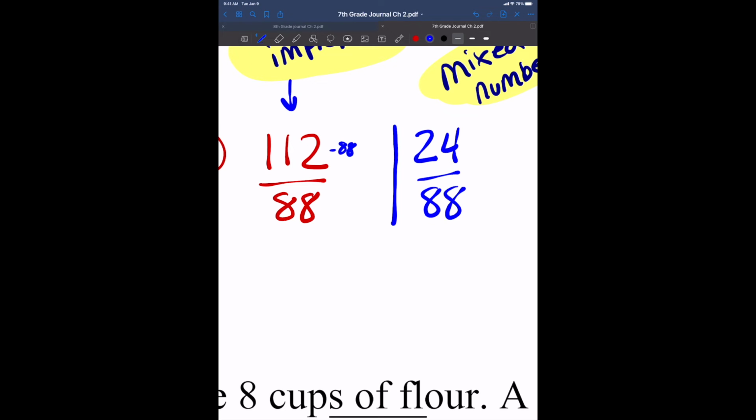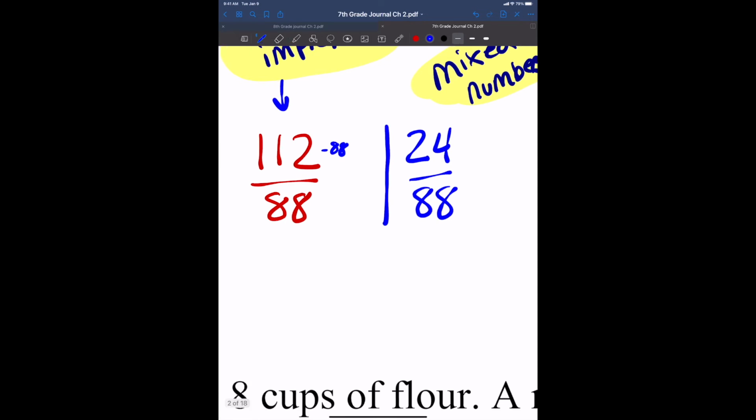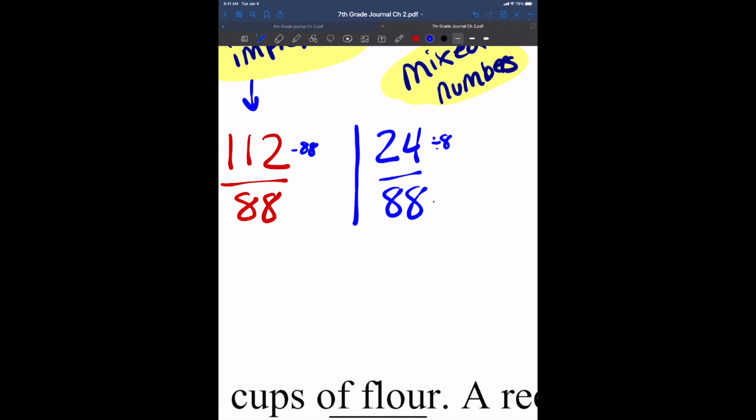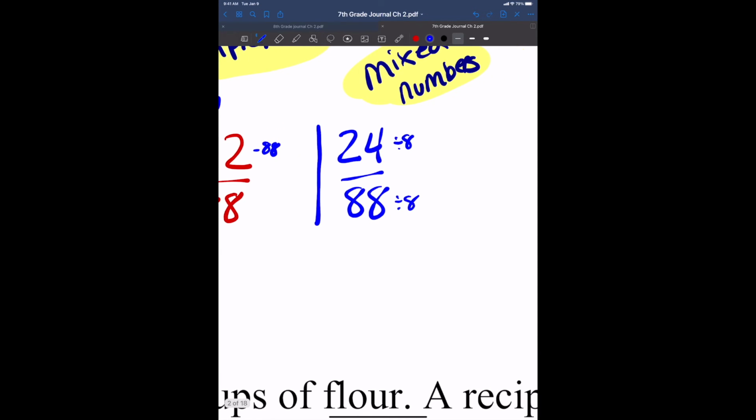You can reduce it. How did you know just by looking at it right away? Because they're both even. Yes, they end in even numbers, which means I can take out a 2. Is there anything bigger I could take out though? 8? 8 times what is 24? 3. 8 times what is 88? 11. Let's take out an 8 and an 8. What times 8 is 24? 3. What times 8 is 88? 11. Can I reduce 3 elevenths? No.